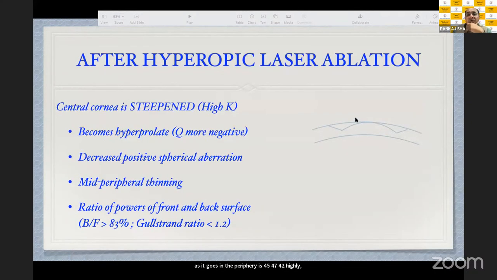After hyperopic laser ablation, this part is ablated. Not many people are doing hypermetropia. This part is ablated, so the cornea becomes like this: there's a gutter, then it is highly curved, and then there's a gutter. A lot of ablation is done and this part becomes very thin. So after hyperopic ablation, it is the reverse. It becomes hyperprolate: the center is very much curved and the periphery is very much flattened. In hyperopic ablation, we can make the cornea truly aspheric.